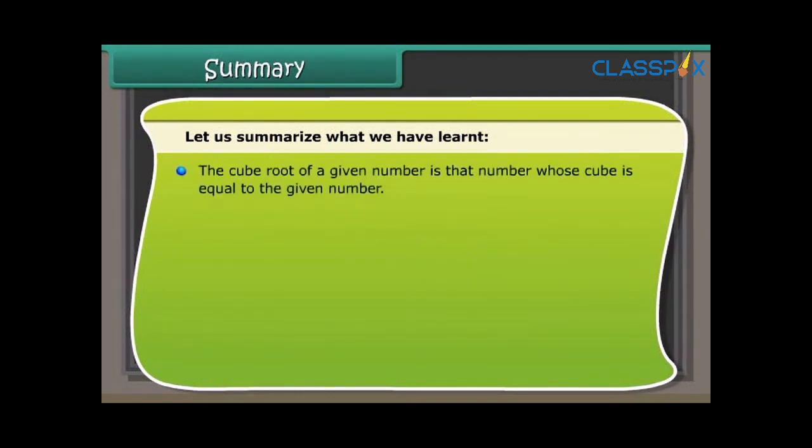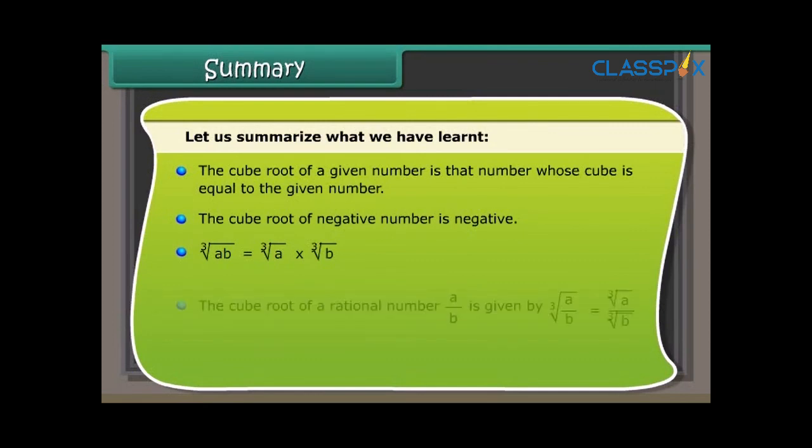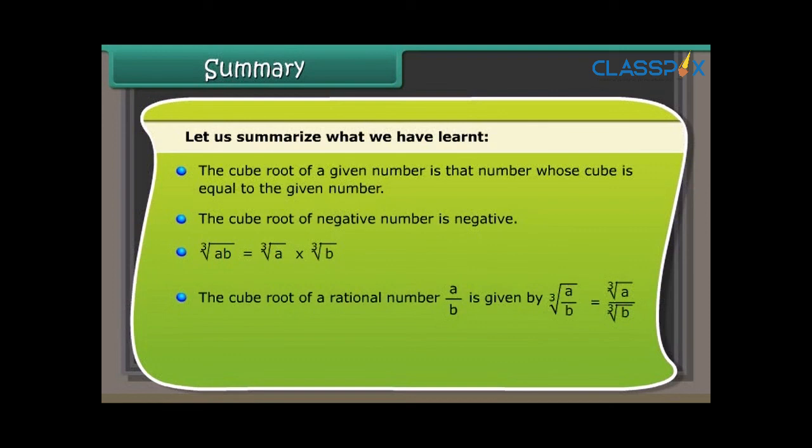The cube root of a given number is that number whose cube is equal to the given number. The cube root of a negative number is negative. The cube root of ab is equal to the cube root of a × the cube root of b. The cube root of a rational number a/b is given by the cube root of a/b is equal to the cube root of a upon the cube root of b.